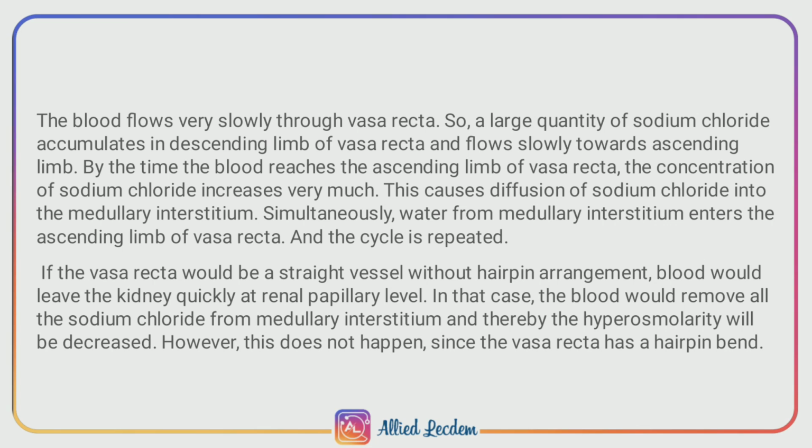This causes diffusion of sodium chloride. Simultaneously, water from the medullary interstitium enters the ascending limb and the cycle is repeated. If the vasa recta were straight without the hairpin arrangement, blood would leave the kidney quickly. In that case, the blood would remove all the sodium chloride and the hyperosmolarity would be lost. However, this does not happen. The vasa recta is bent.